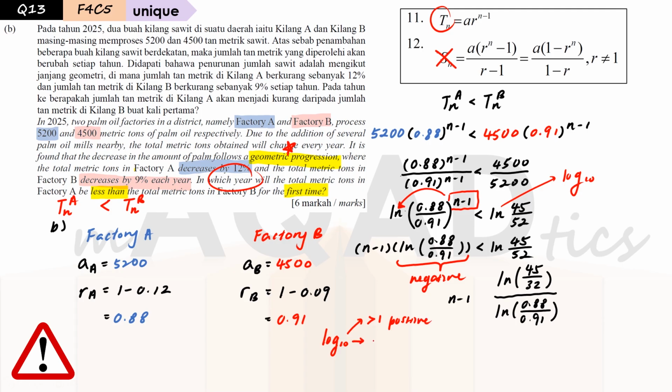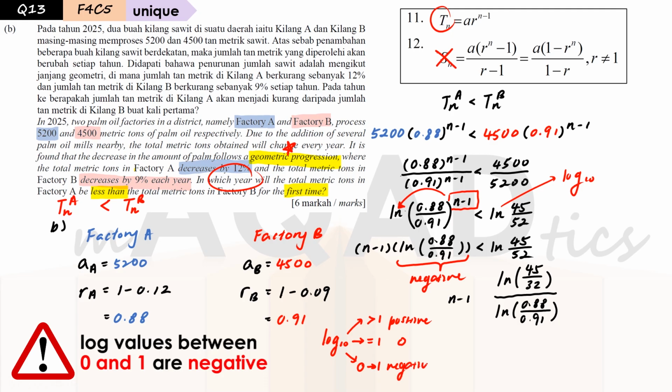If the log value is equal to 1, it will be 0. If it's between 0 to 1, then this is a negative value. So if you see, if I divide these two values, the value below is greater than the value above, so it would be lesser than 1 already. So this value is actually negative. So if we move the negative value to the other side, then we need to change the sign from less than to greater than. Okay, so this I would say is like a trap for students.